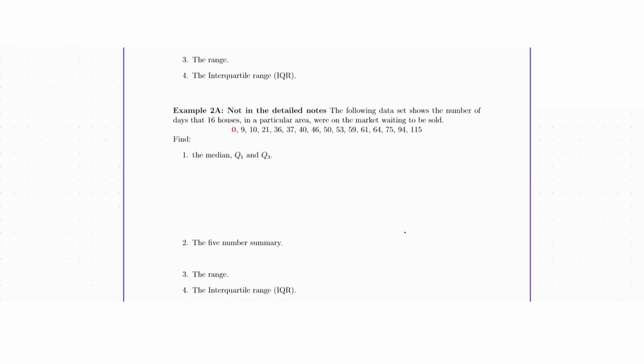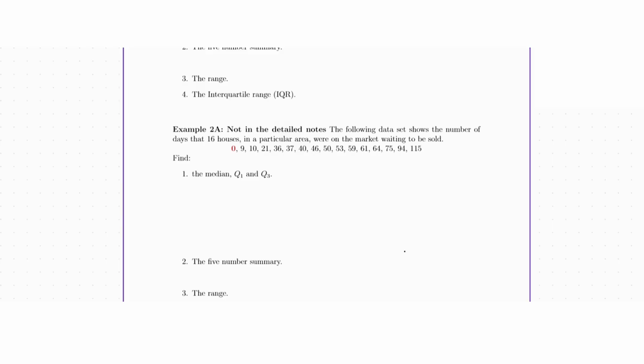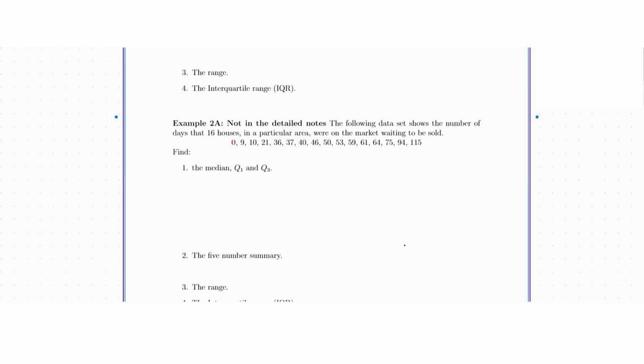After finding the median, I just took the left-hand side and found the median of that again. Okay, but here the number of numbers is 16, right? So you will be getting the median between the eighth and ninth number. So which numbers are you taking to find the median? The median is between 46 and 50, which is 48. And for Q1, it's 28.5.